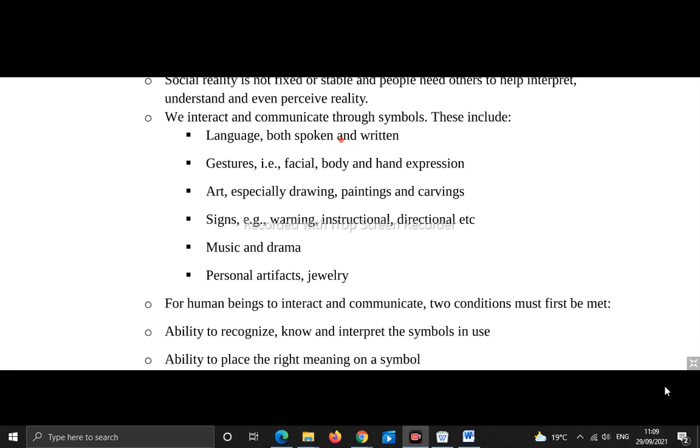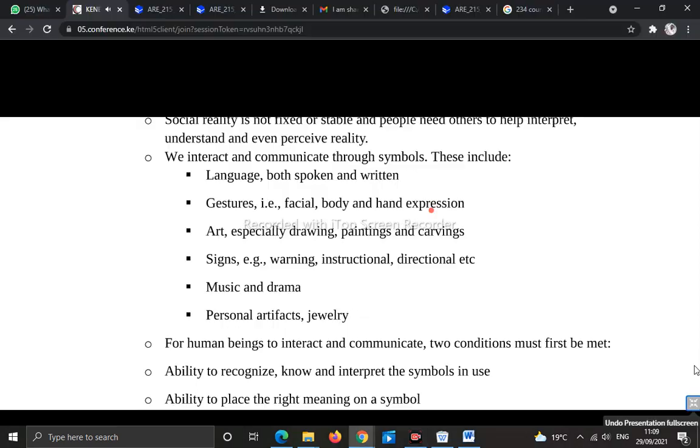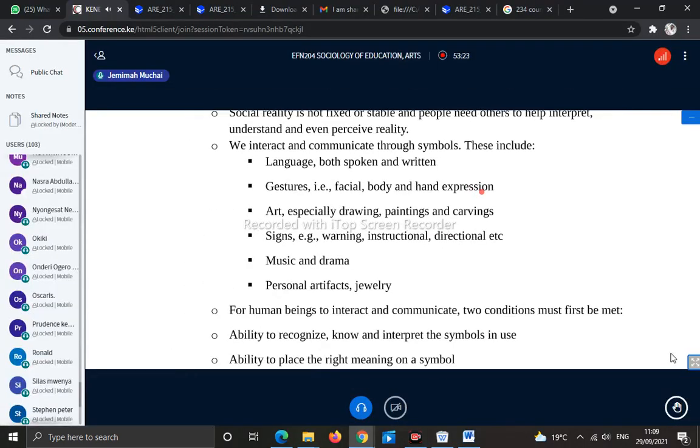Gestures. We have facial, body, and hand expression. For example, some of us, when we are talking, we are using our hands. Our faces are changing. So those are gestures. And each gesture has a meaning. So we communicate through symbols.